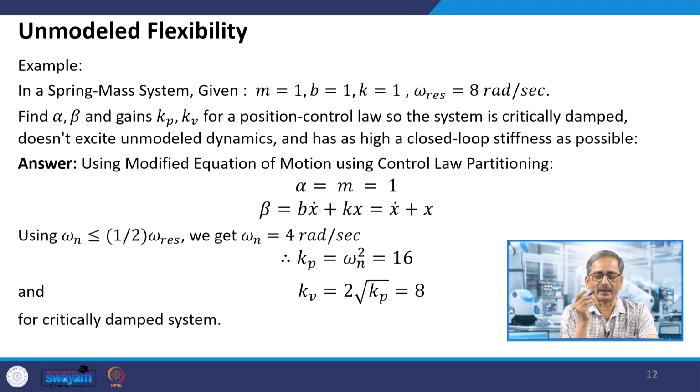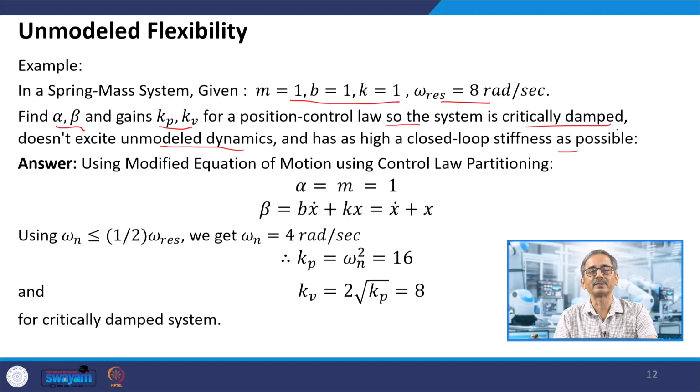In a simple spring mass system, suppose we have the unit values for mass, stiffness and damping, and your resonance frequency is say 8 radian per second. The question is, what is the value of alpha and beta which are used in the control law partitioning which we have seen earlier? Find alpha, beta and the gain values Kp, Kv for the position control law so that the system is critically damped, which of course we always want, and does not excite unmodeled dynamics and has as high a closed loop stiffness as possible.